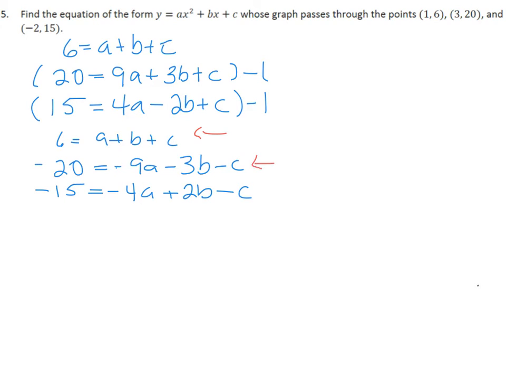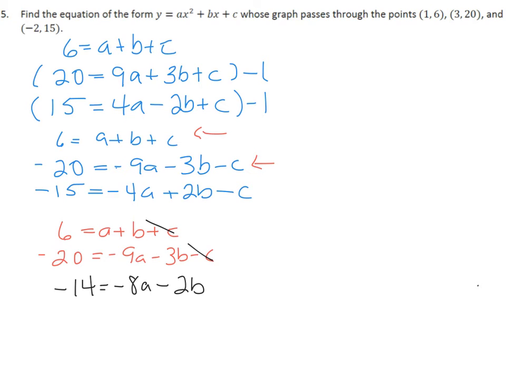with our second equation. So just lining everything up, I have 6 is equal to a plus b plus c. And adding that with a minus 20 is equal to minus 9a minus 3b minus c. So notice here that the c's will cancel when we add these two together. So I am left with 6 plus a minus 20, which will give me a minus 14 here. It's going to equal positive 1 minus 9, which will give you a minus 8a, plus b minus 3b, which will give me a minus 2b.